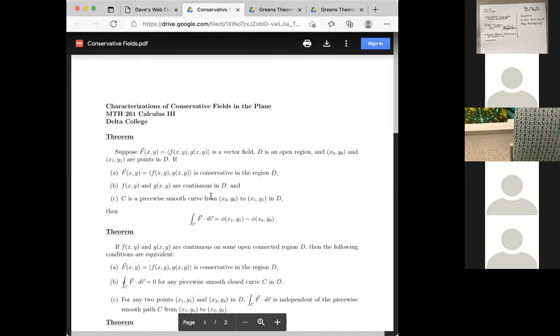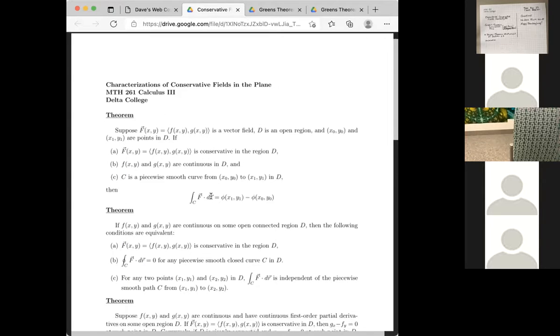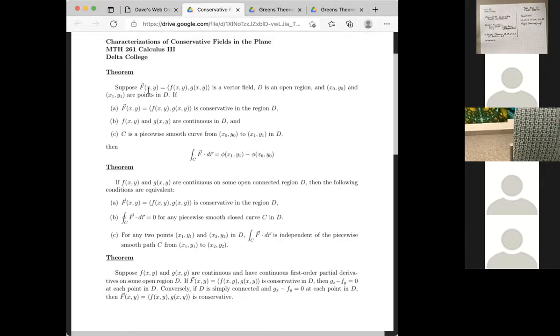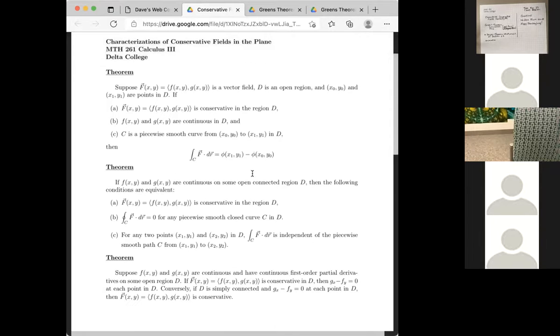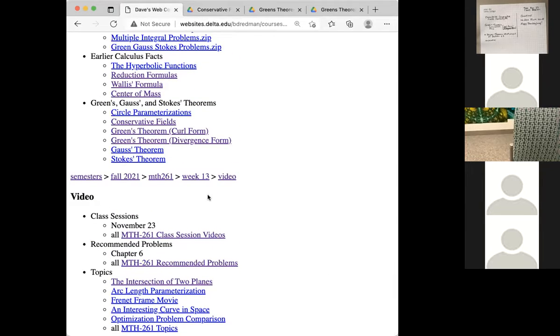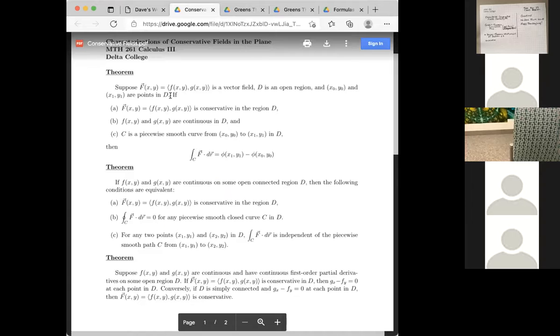Now, this conservative field handout, I'm just showing you what was on the website, is a description of the key ways you recognize or demonstrate a conservative field. Notice in my description of the field here, I'm using little f and little g for the field components. And sometimes we're using little p, or capital P and capital Q. I want to make sure I draw your attention to this formula sheet. I'll do that in a second. So whether a book or a presenter uses different names for these field components, you have to make that adjustment.